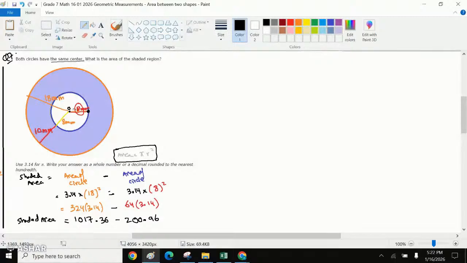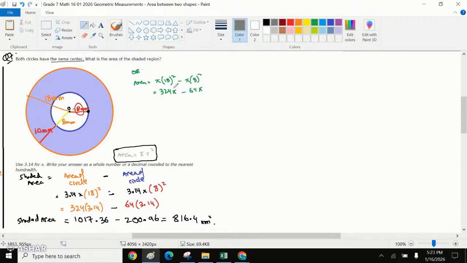And finally the answer comes out to be 1017.36 minus 200.96, which is 816.4 millimeters squared. Okay, or there was another way. I'm just giving you the example. Alternately, we could say the area was pi times 18 squared minus pi times 8 squared. We can say 18 squared was 324 pi minus 64 pi.